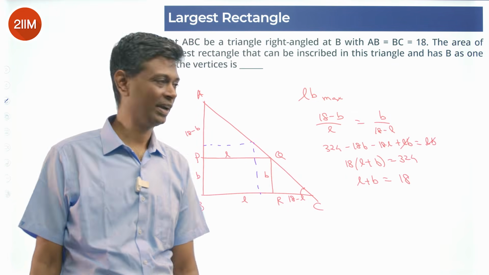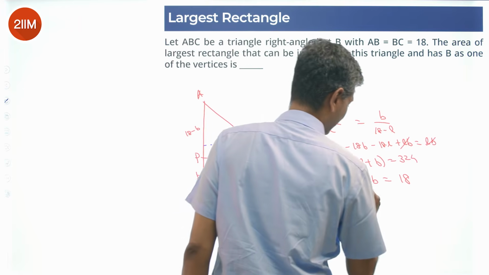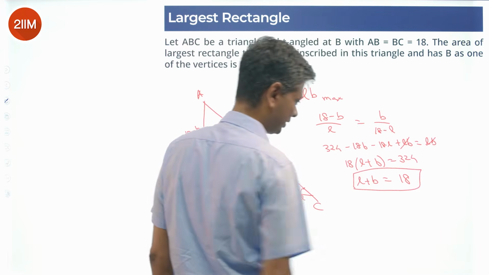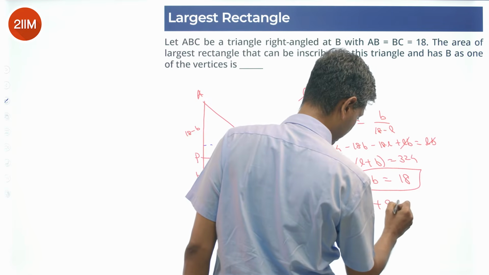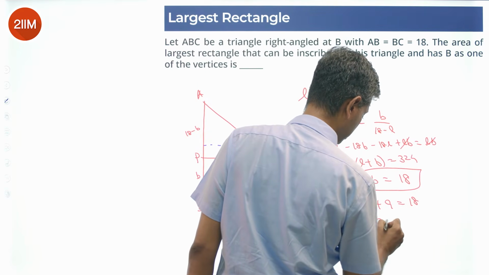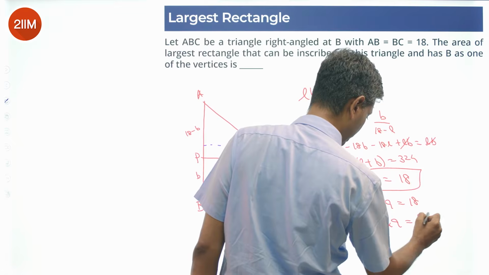What is the maximum value of LB? Sum of two numbers, positive numbers, is 18. When will the product be maximum? When the numbers are equal. 9 plus 9 equal to 18. Maximum value of product is 9 into 9, 81.